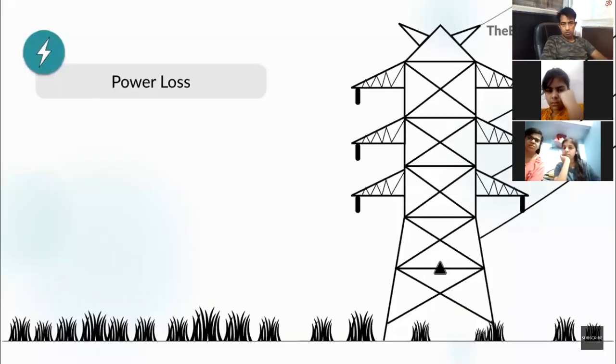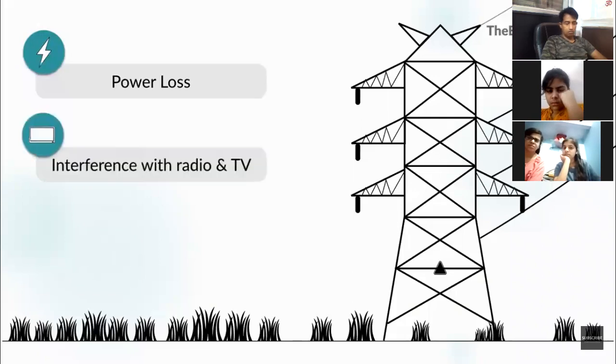The next is interference with radio and televisions. As we have seen, corona emits a humming noise, and this noise is of a very high frequency which can interfere with nearby radio receivers or TV sets.